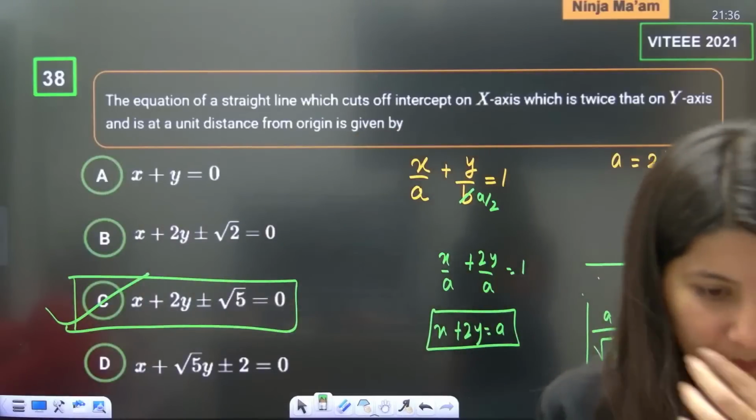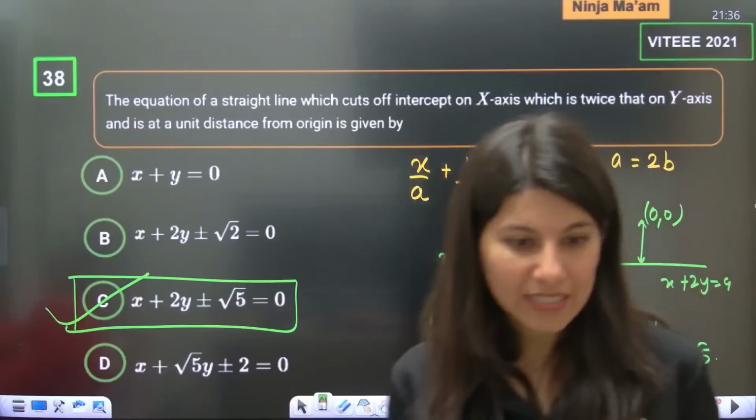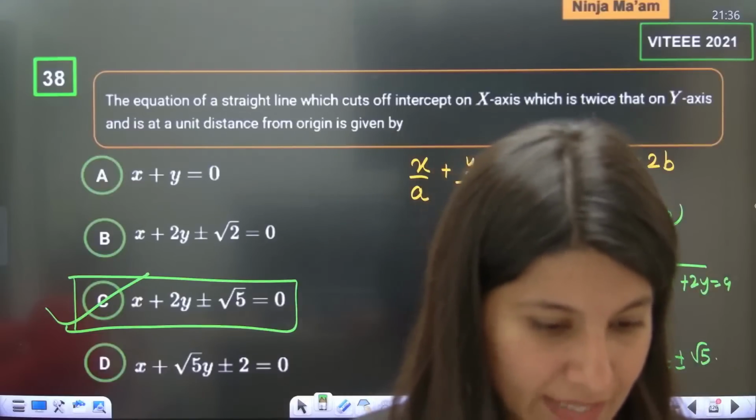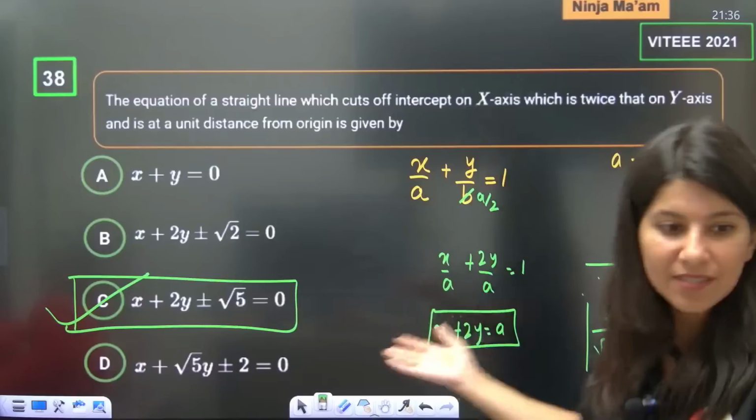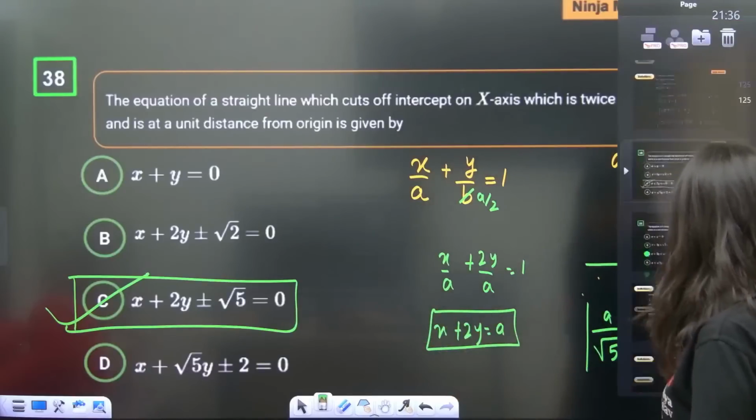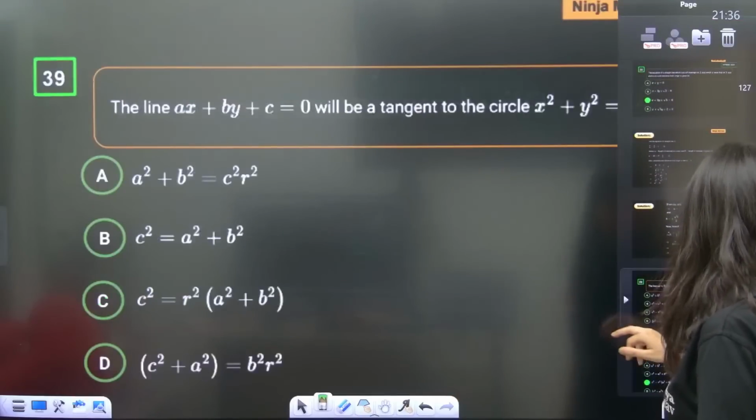Yes, everybody? Ma'am, can you upload classes for VIT EEE entrance? That's what we are doing, Jaya Kumar. This is the class for VIT EEE. Okay, what are you looking for?